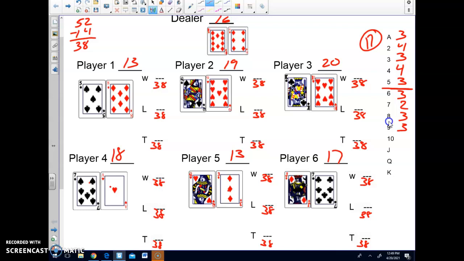In terms of 10, I see 2 10s exposed, so there's 2 10s left. Jack, I see 1 of them, so there's 3 left. There's 2 queens exposed, so there's 2 left, and there's 1 king exposed, so there's 3 left.